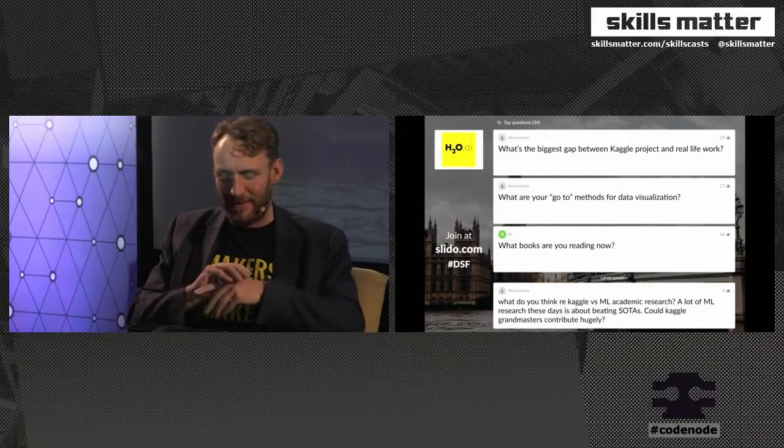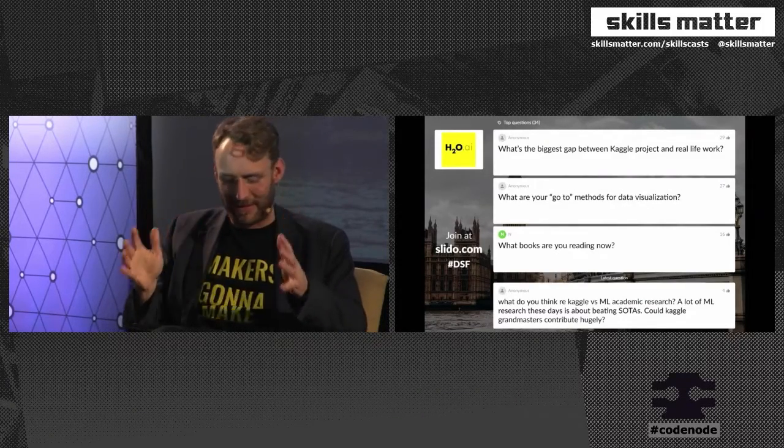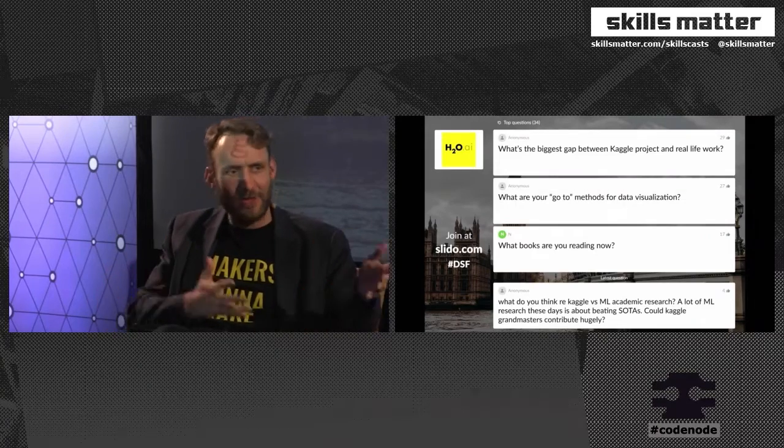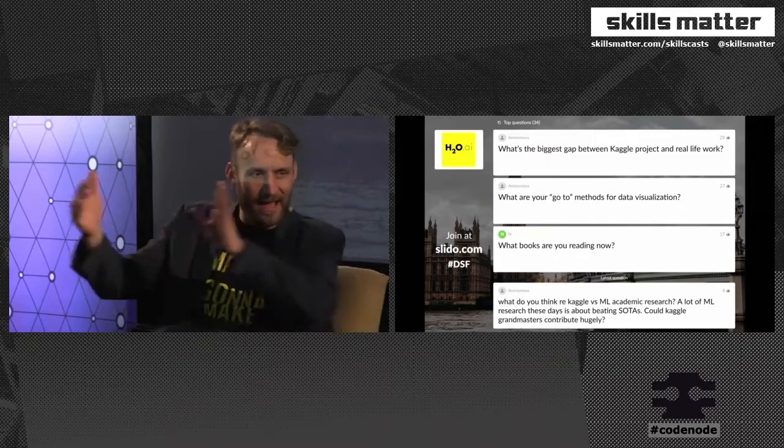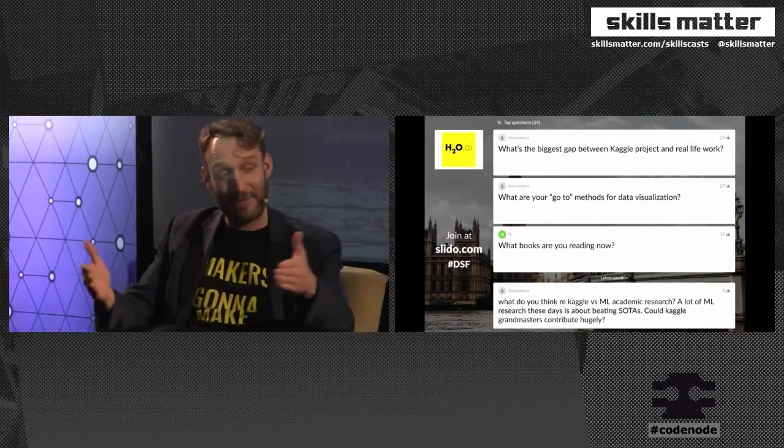In terms of that gap between Kaggle and solving real-life problems, clearly there is a large gap. Some of the problems that you've worked with, you've openly confessed to me, you would have no idea how you would look to productionize those results. You're very much focused on accuracy. So what do you see as that biggest gap between a Kaggle project and real-life work? And then how do you plug that gap?